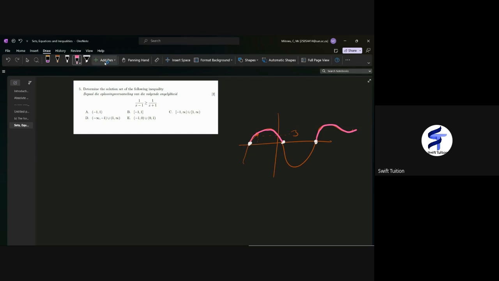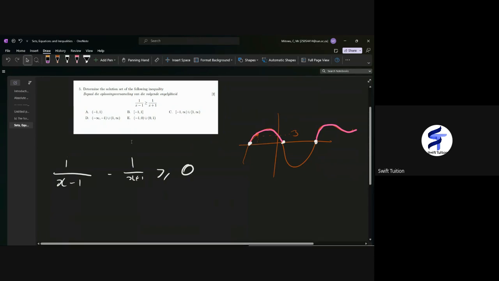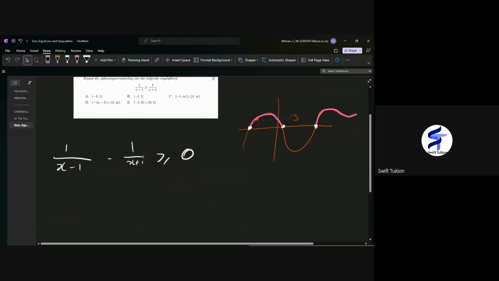So if you have a look at this particular expression, it's hard for us to try to calculate it just as it is given to us. So it's easier for us to try to rewrite it as something with respect to 0. So I'm going to rewrite it as follows: 1 over x minus 1 subtracted by 1 over x plus 1 is greater than or equal to 0. So something with respect to 0, and then if I can solve for this, then I'm going to be really fine.